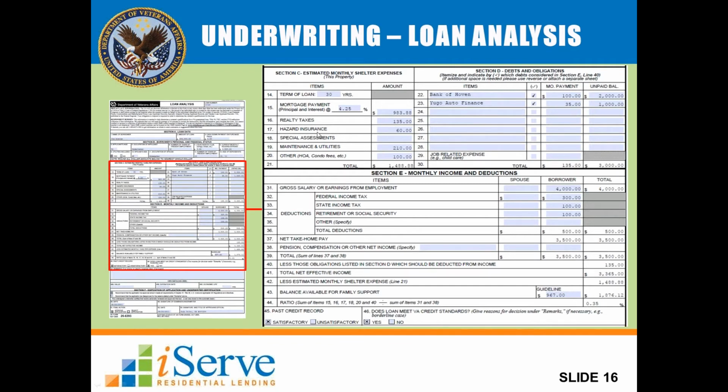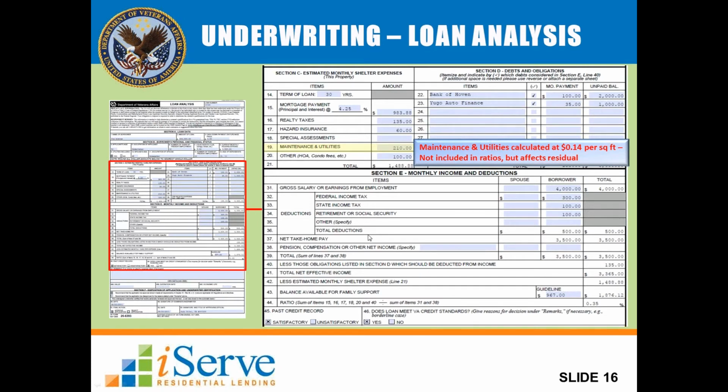You have your taxes in box 16, insurance in 17, 18, any sort of special assessments that may apply. Now here's the first of the quirky boxes, box 19, maintenance and utilities. Again, remember the VA is trying to ascertain how much the borrower has remaining after all expenses. So they're going to want an estimate of maintenance and utility costs for the property. And it's actually a really simple calculation. They just take the square footage times 14 cents per square foot. So in this example, I came up with $210 monthly.